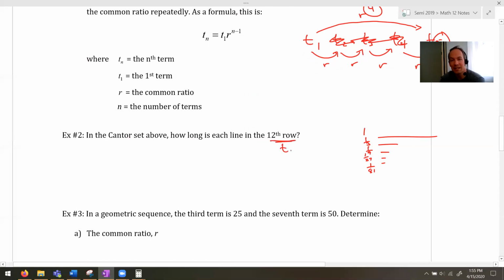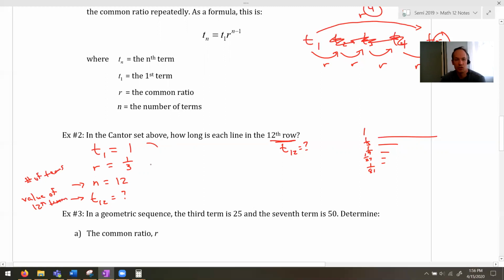So in this case, how long is each line in the 12th row? We would understand that to be T12 equals, I don't know. We know the first term, which is the length of the first line, is 1. We know r, which is how short the next one is as a multiple of the first. That's a third. N is equal to 12 because that's the number of lines, or the number of rows, I guess, and T12 is the question mark. It's really common for people to mix up N and Tn. So in this case, N is the number of terms. T12 is the value of the 12th term. So just don't get those confused.